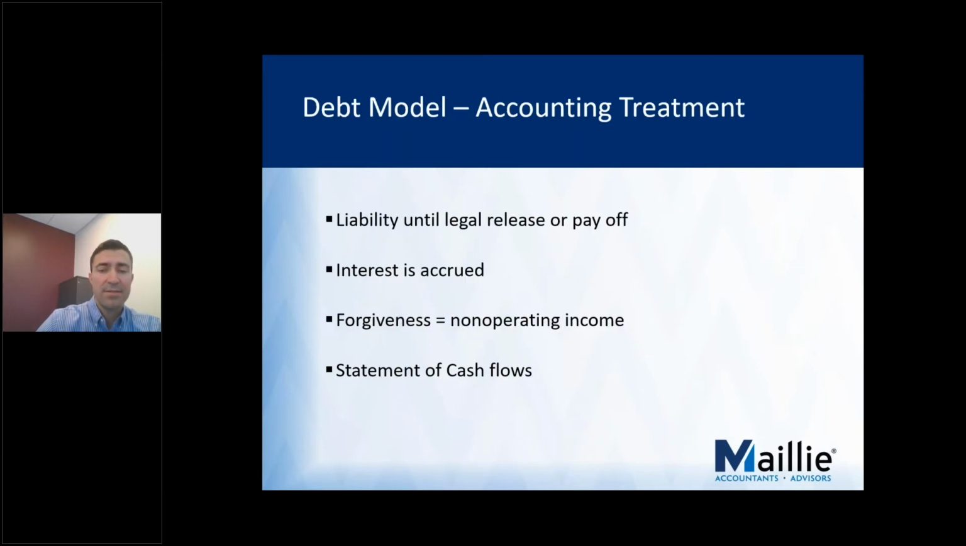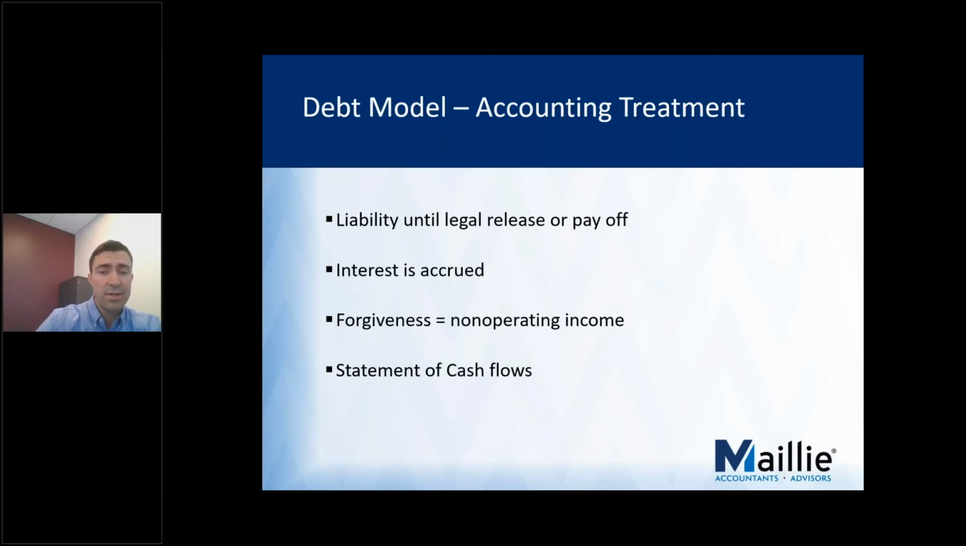As you can imagine by its name, if you're using the debt model, the accounting treatment of the PPP loan is going to look a lot like the accounting treatment for other forms of debt. The initial receipt of the proceeds are going to be recorded as a liability and are going to remain a liability until the loan is forgiven and you've been legally released of the obligation, or you pay off the loan to the creditor. Now, interest would be accrued at the rate of 1%, which is included with all PPP loans.